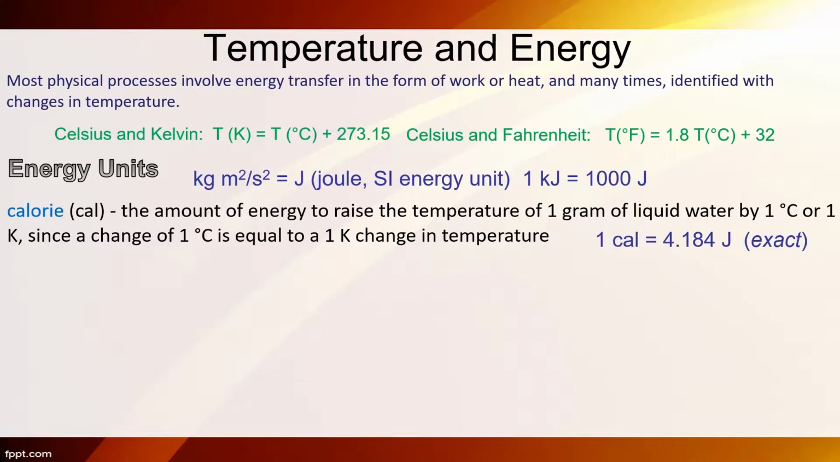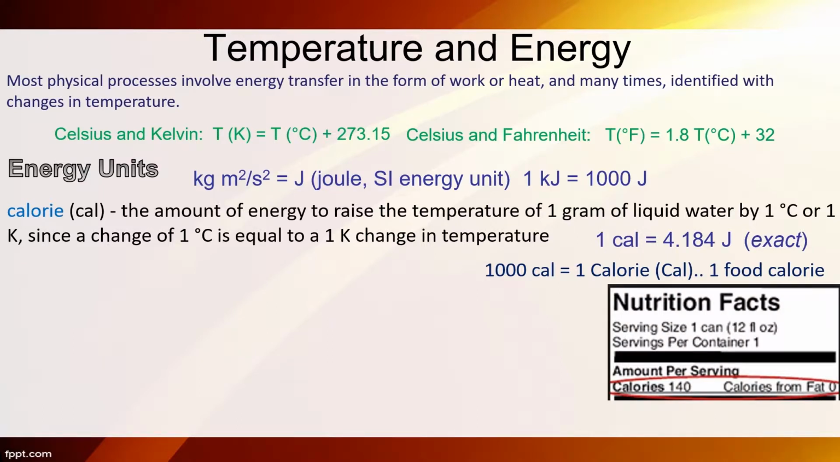Even so, a calorie is still a very small bit of energy, so many times we scale this up by 1,000. 1,000 little calories equals 1 big calorie, which is commonly known as 1 food calorie, which is the energy unit we use on the back of food packaging. For example, in 12 fluid ounces of a sugared soft drink, there will be about 140 food calories, or 140,000 little calories.